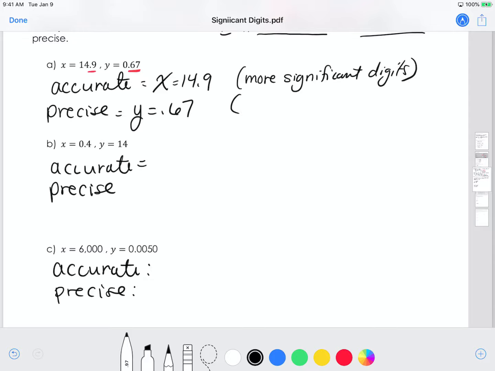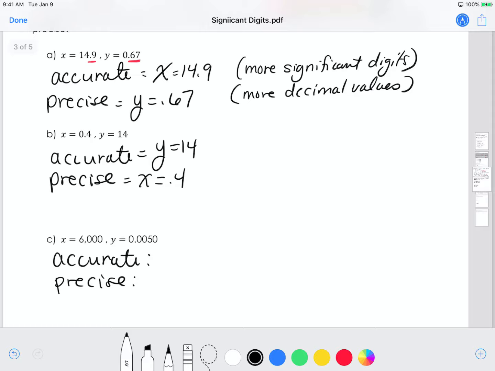And a number that's more precise has more decimal values. Okay, in the next example, we have x is 0.4 and y is 14. Y is 14 has 2 significant digits, and x is 0.4 only has one significant digit. So y equals 14 is going to be more accurate, and since x is equal to 0.4 has more digits to the right of the decimal place, 0.4 is going to be more precise.